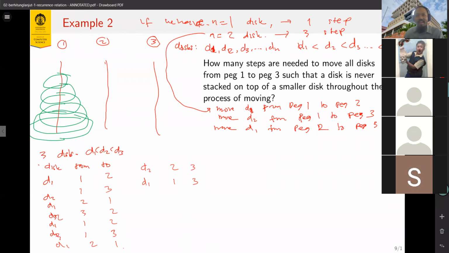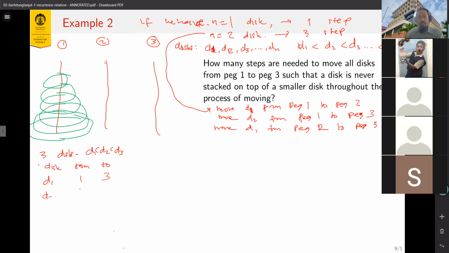How? Well, this is my steps. Instead of this, you have 9 steps, right, Rafael? So let's do it in 7 steps. Okay, sir. So here, instead of moving from 1 to 2, move it from 1 to 3.